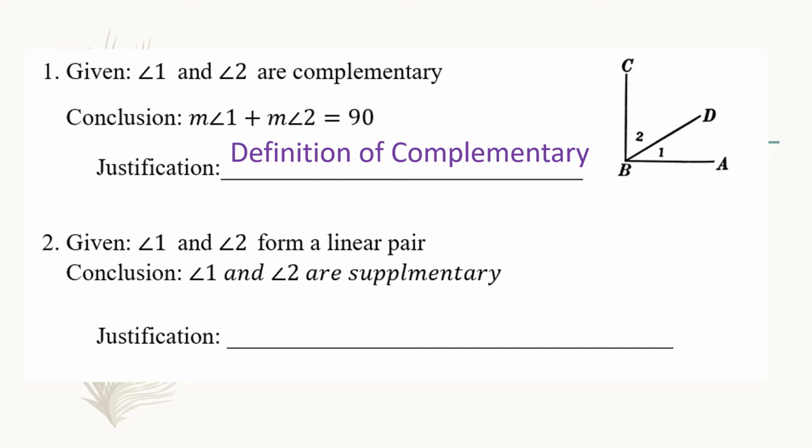Number 2, angle 1 and angle 2 form a linear pair. The conclusion is angle 1 and angle 2 are supplementary. So the justification there would be number 4 on your handy-dandy reference sheet, the linear pair postulate. Because any angles that form a linear pair means they are supplementary.